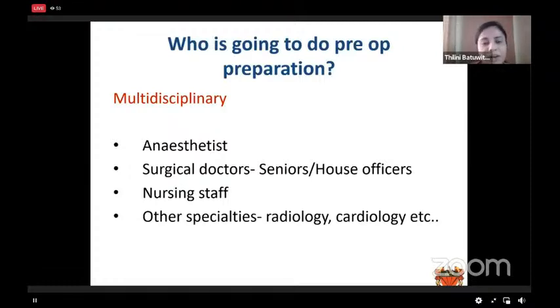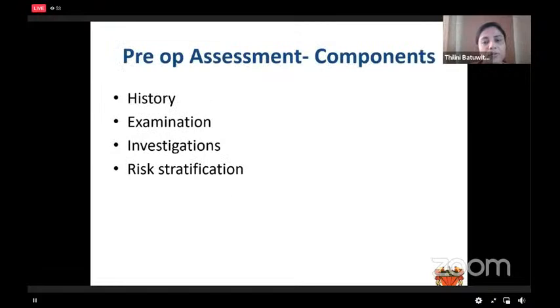So let's see how we are going to do the pre-op assessment. The components of pre-op assessment include history, examination, and investigation, as in any of the cases you do in medical school. In addition to that, at the end of this assessment, you have to stratify the risk. We will discuss how you stratify the risk for a surgery.